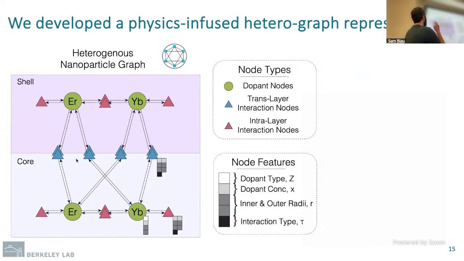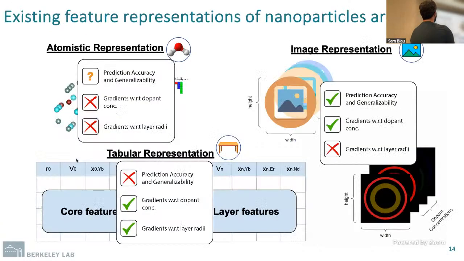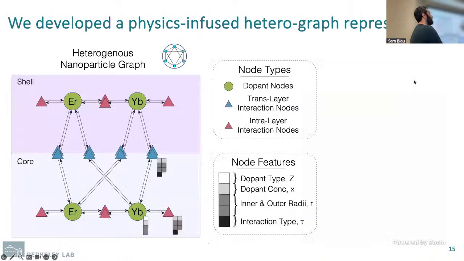We came up with a heterogeneous nanoparticle graph. One thing I just want to say, we've got these cute little symbols: the table for the tabular, the postcard for the image, and now this graph for our heterogeneous nanoparticle graph, where we have dopant nodes and interaction nodes. So we have two different types of nodes, with two different types of features. For each dopant in each layer, you have a node. So your ytterbium node in layer 1, ytterbium in layer 2.